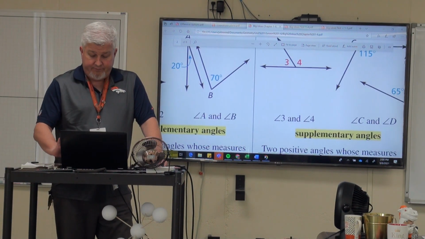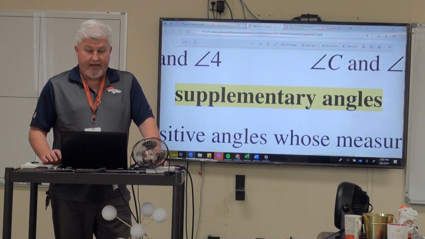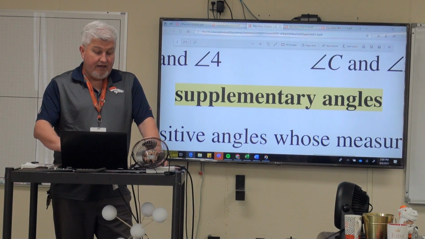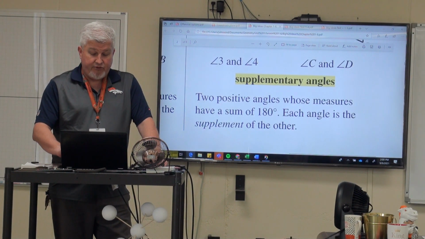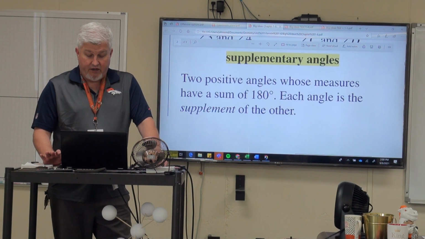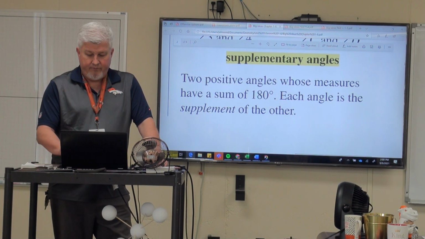The other term is supplementary, and if I were to ask you to guess what supplementary angles mean based on what we just learned, you would say 180 degrees. So supplementary angles are two positive angles whose measures have a sum of 180 degrees. Each angle is the supplement of the other.